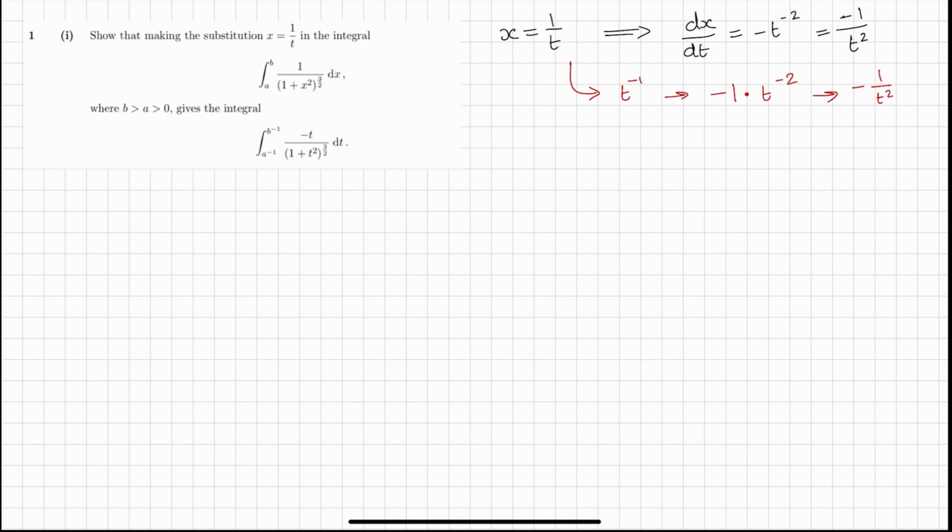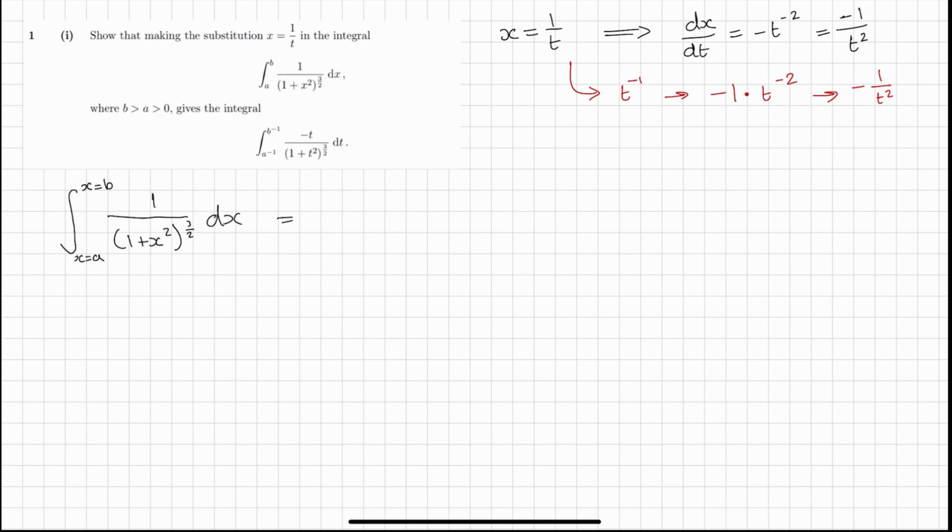Now let's take our integral. So we've got the integral from a to b, those are constants in x, of 1 over (1 plus x squared) to the 3 over 2 dx. Now let's use our substitution and put this in terms of t. So our limits, I'll come back up into this top right corner.